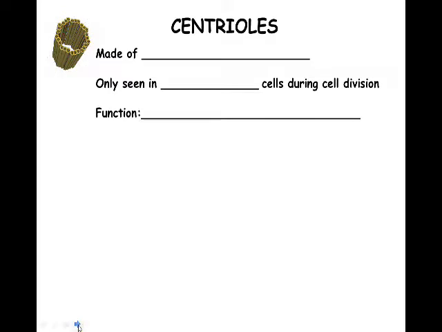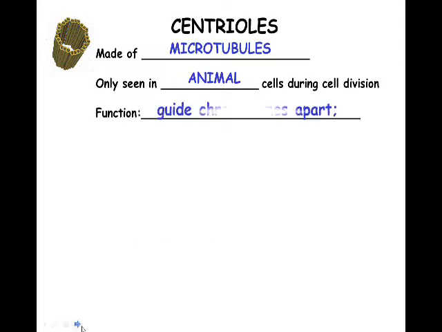So we're going to put something in our flip book about centrioles. Centrioles are made of microtubules. Those same little tubular proteins that make the cytoskeleton also make up the centrioles. The interesting thing about centrioles is they're only seen in animal cells. We don't see them in bacteria, we don't see them in plant cells, other kinds of cells, but animal cells have them, and they only are visible in the cell during cell division. Their function is to help guide the chromosomes apart. And they organize the spindle. They get it set up when the cell is dividing. They help to organize and set up the spindle formation in a dividing cell.